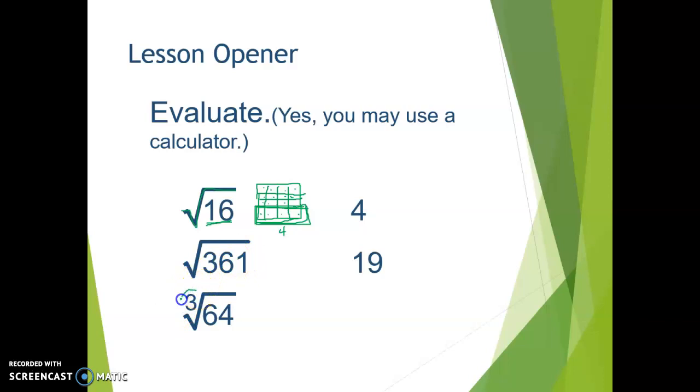Now this is wanting to know the cubed root. So we have a cube with a volume of 64. What would be the length of each side? The cubed root of 64 is 4. Again, you can type that into your calculator.